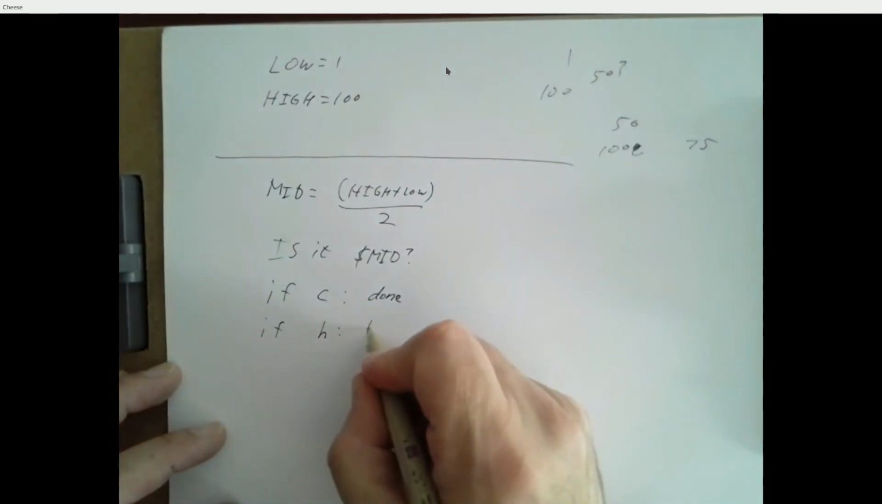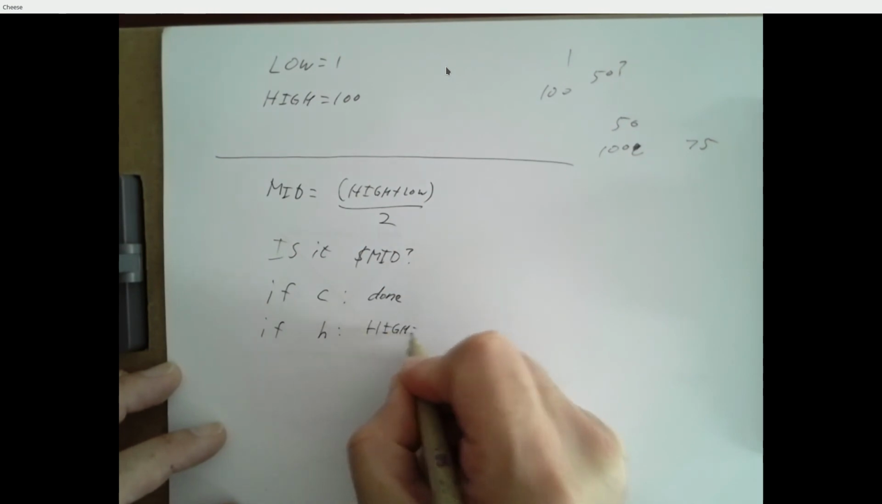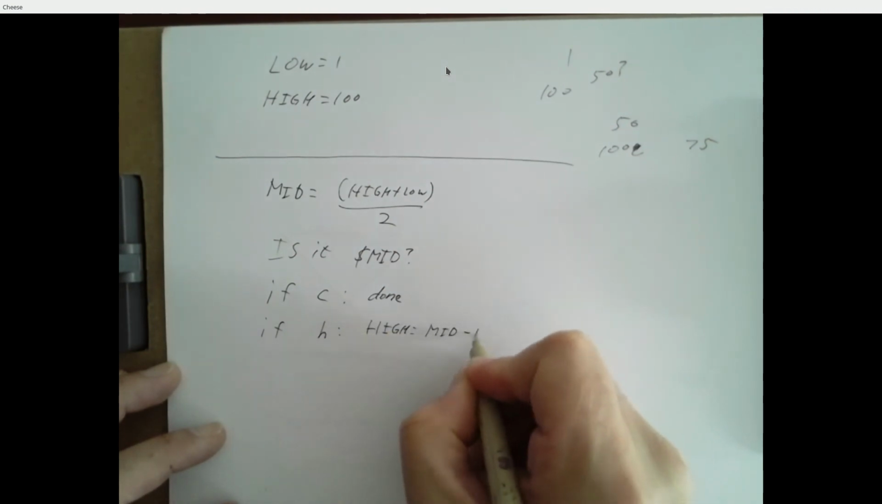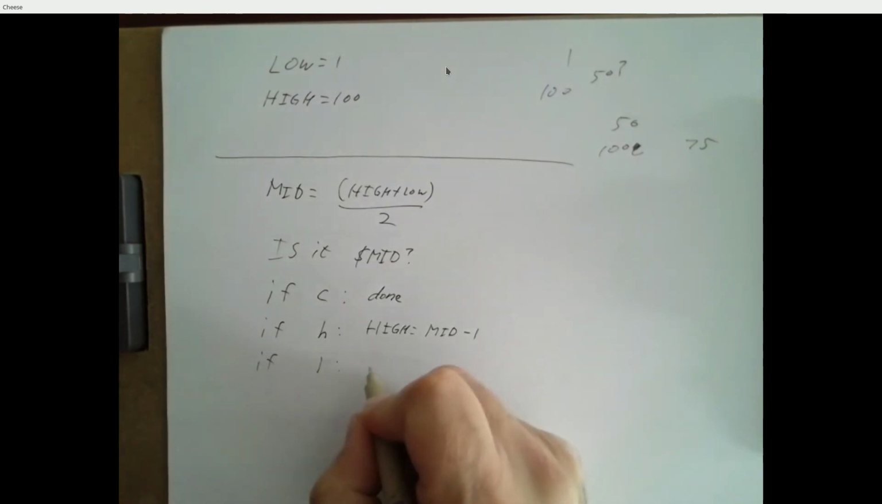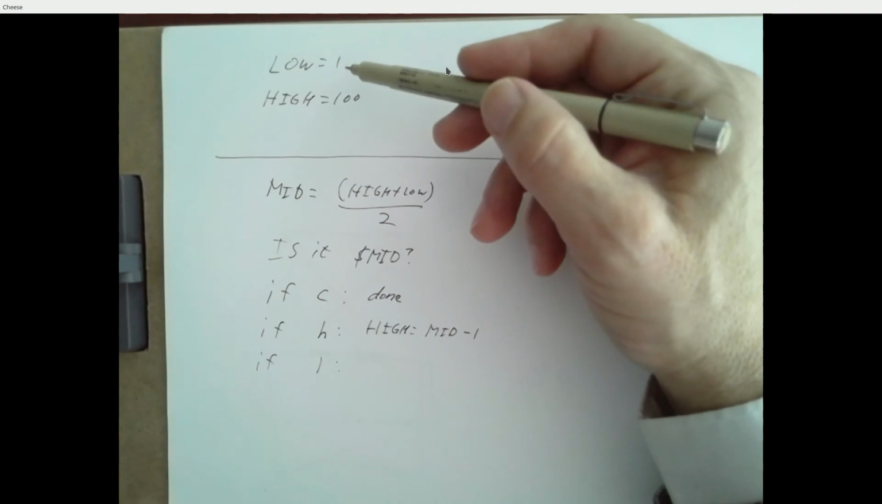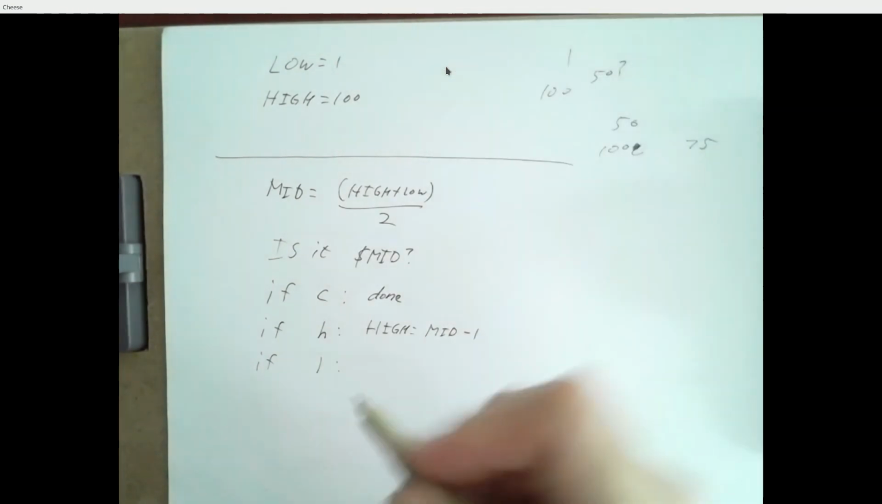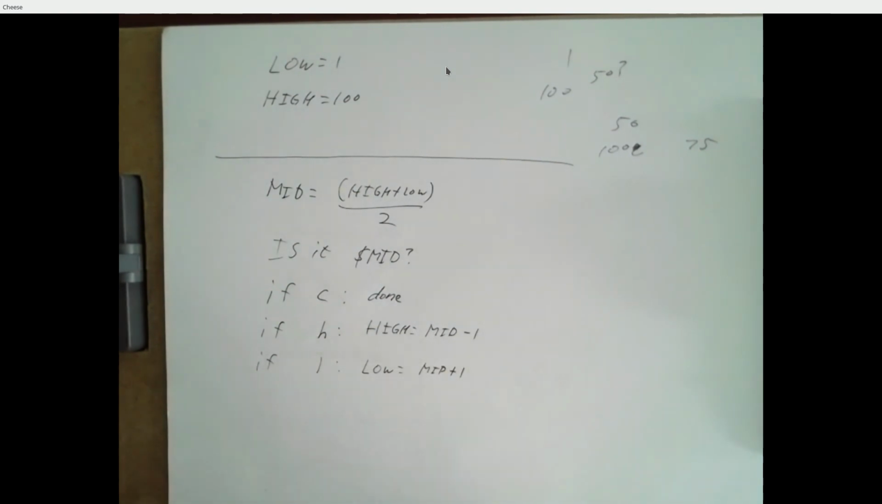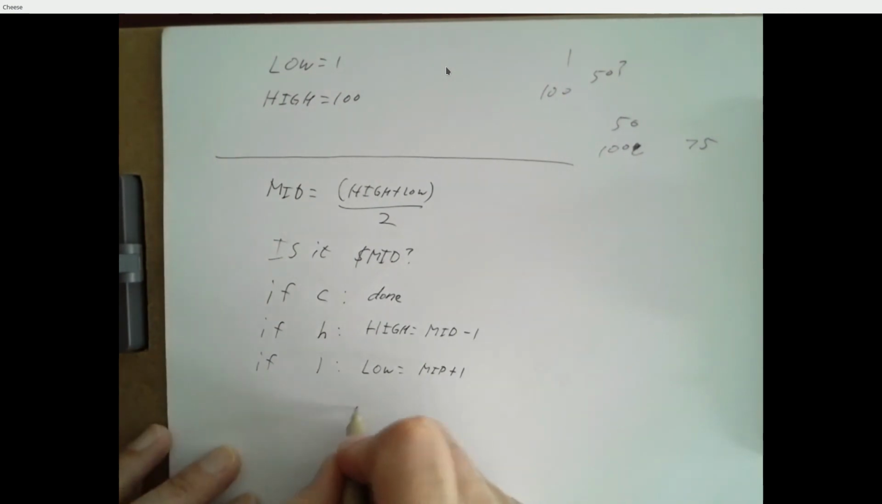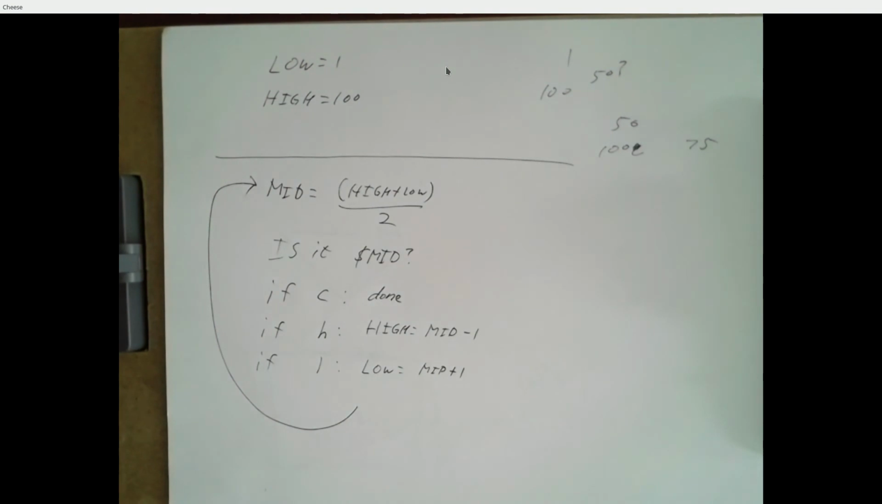So what you want to do is set high equal to mid minus 1. And that minus 1 is really important. It keeps you from getting stuck. And if the guess was too low, then everything from low to mid is too small, so we can change our lower bound to be mid plus 1. And then you just go back and find a new midpoint between your new low and the high, and keep playing this.